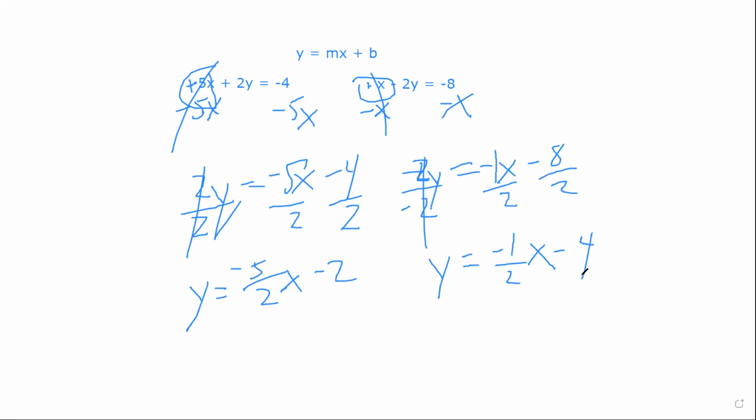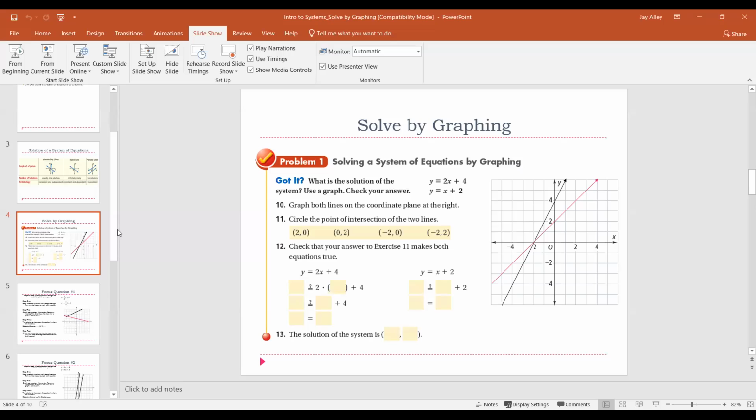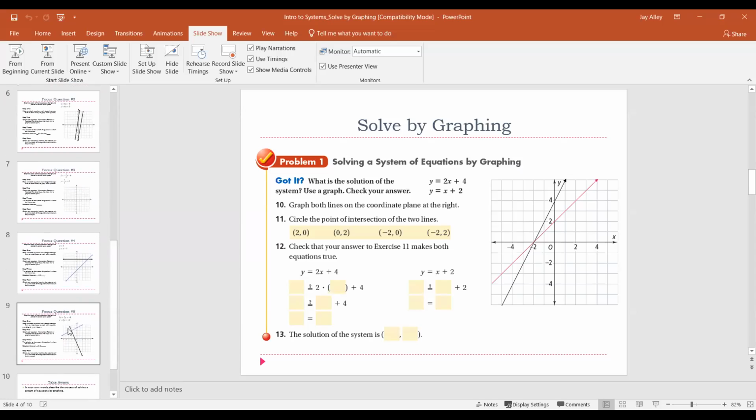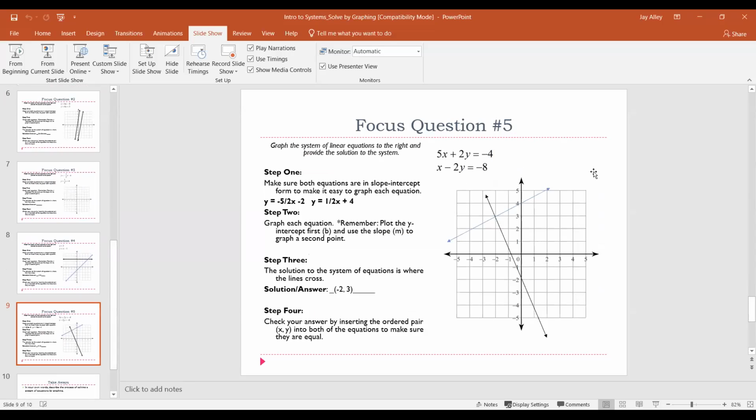But now I've got these two equations converted. y equals 5/2 x minus 2 and y equals negative 1/2 x minus 4. Now this seems kind of weird too, because now I've got two different equations, both with negative slopes, and they're going to have a... uh-oh. I have made a mistake. Where's my mistake?